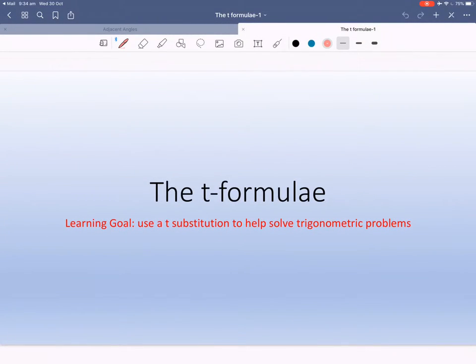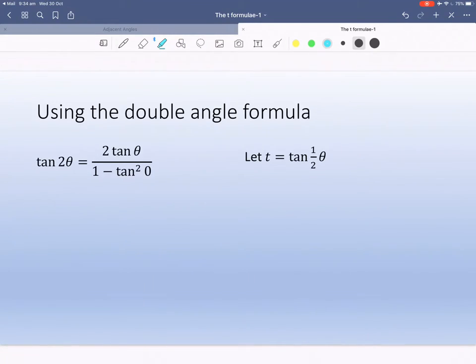So in this lesson, we're going to look at the t-formula. Now, the t-formula is just a substitution that we use in maths, and it's a substitution that helps us solve trigonometric problems. It's a very clear substitution, and you can see it here.